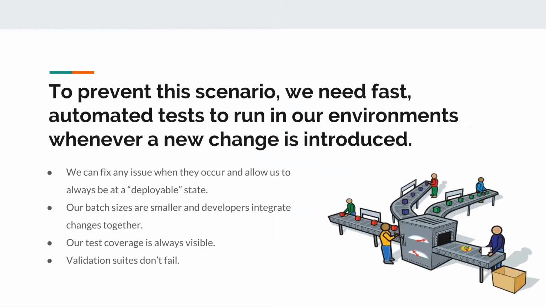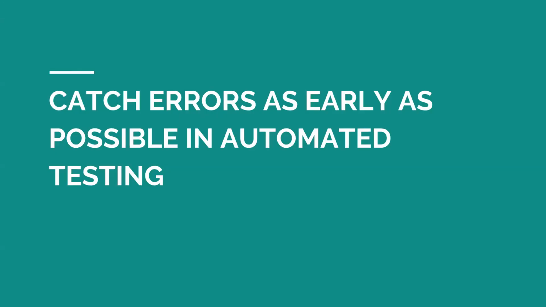Ways we could prevent that scenario we were just talking about is we need faster automated tests running in our environment whenever a new change is introduced. This allows us to fix any issues when they occur, and that our product is always in the deployable state we want to be at. Our batch sizes get smaller, our test coverage is always visible, and validation suites don't fail.